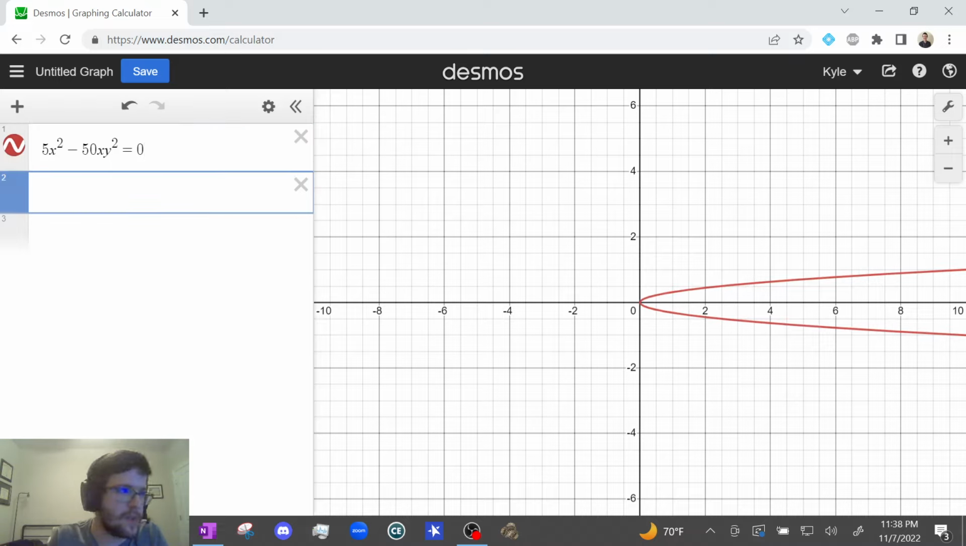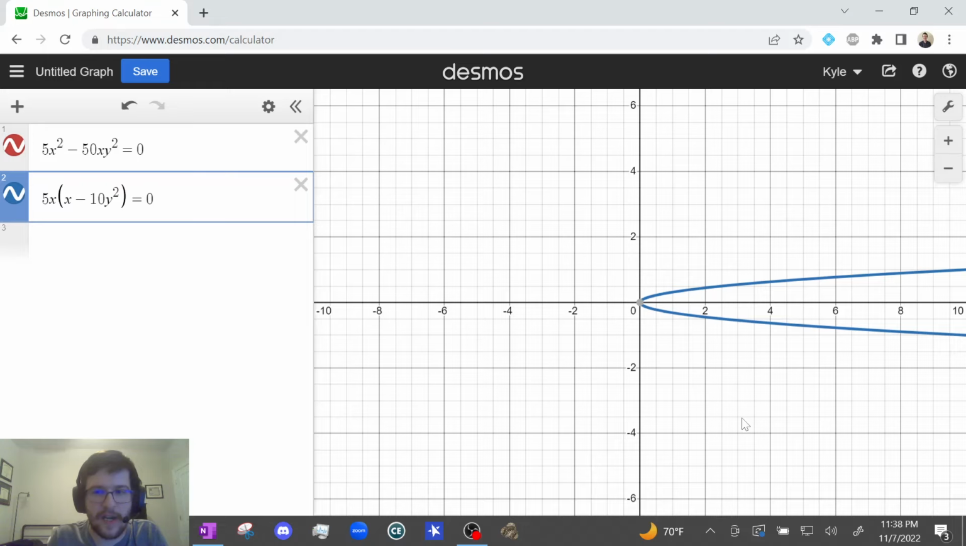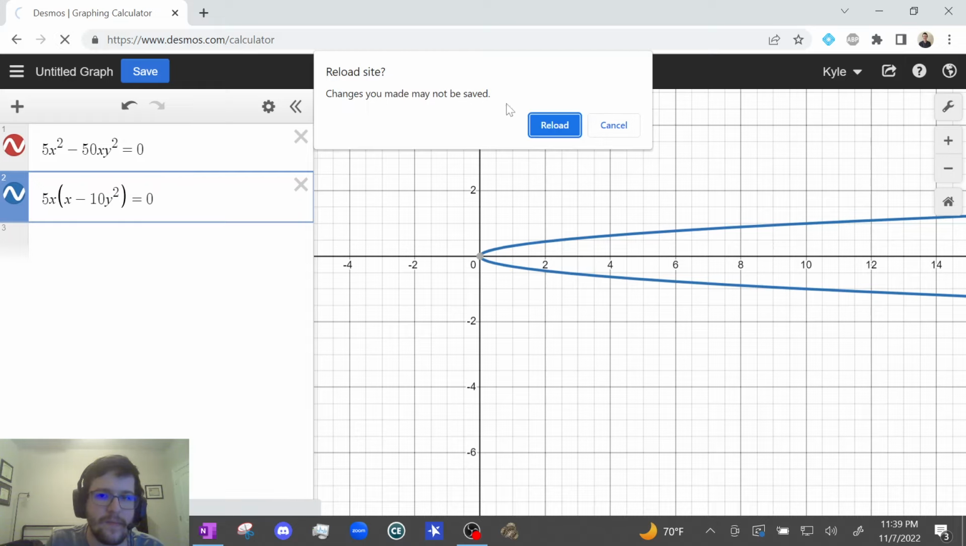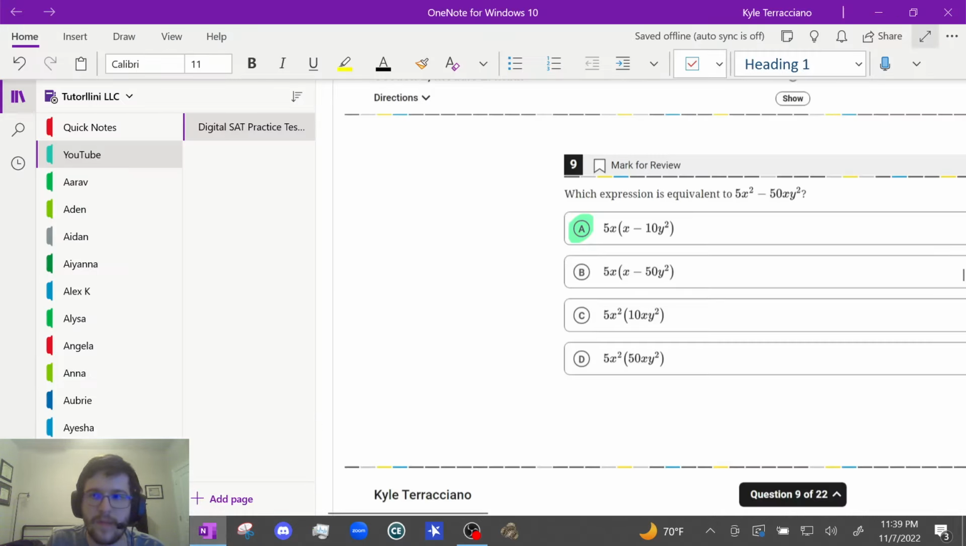And then you could type in 5x(x minus 10y squared) equals 0. And see how, if you do this with all of them, they won't be the same. But see how this one, the blue perfectly replaces the red? That means they're equivalent, so that means it's the answer. I'm not going to do it with the other ones, but prove to yourself that if you do this with the other ones, it won't be the same. Okay, anyway. All right, so that one's A.